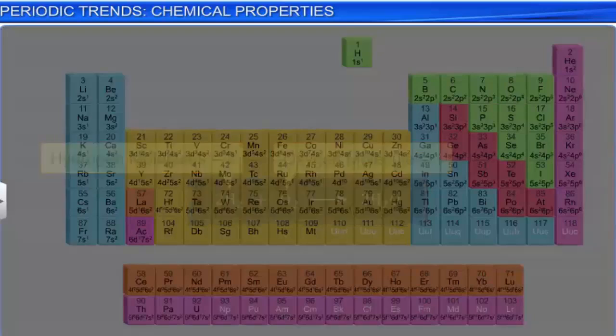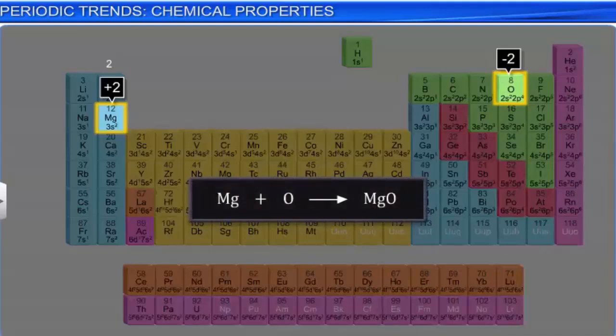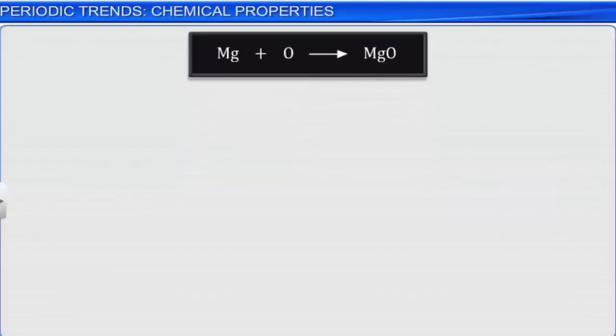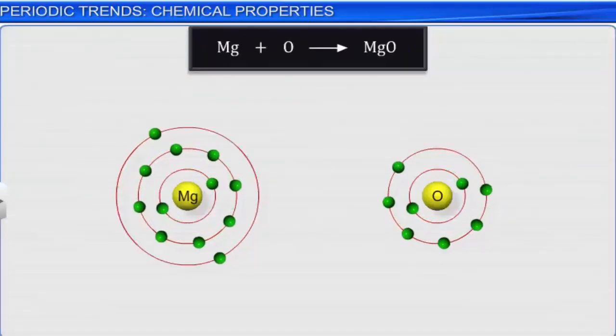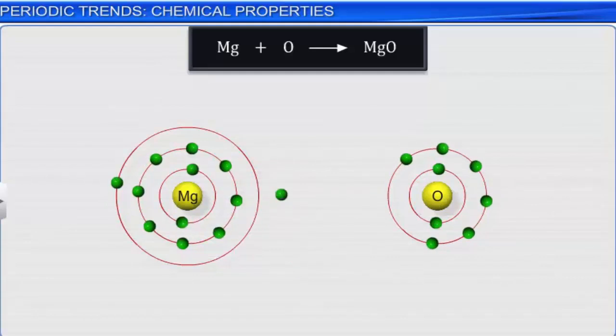For example, magnesium belongs to group 2 and therefore shows an oxidation state of +2, whereas oxygen belonging to group 16 has an oxidation state of -2. Therefore, one atom each of these two elements is required to form a compound. Hence, the formula of magnesium oxide will be MgO. Note that magnesium oxide is an ionic compound, where magnesium loses electrons and oxygen gains electrons.